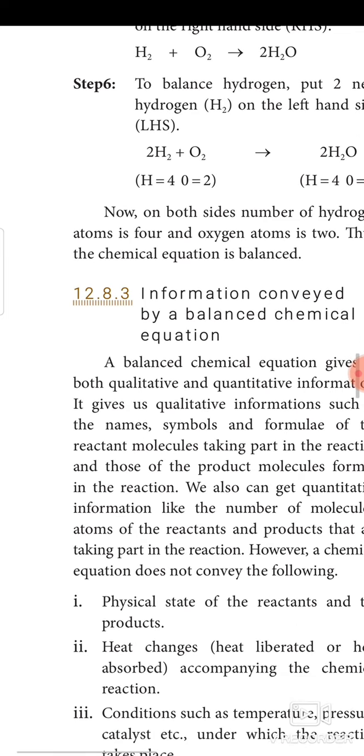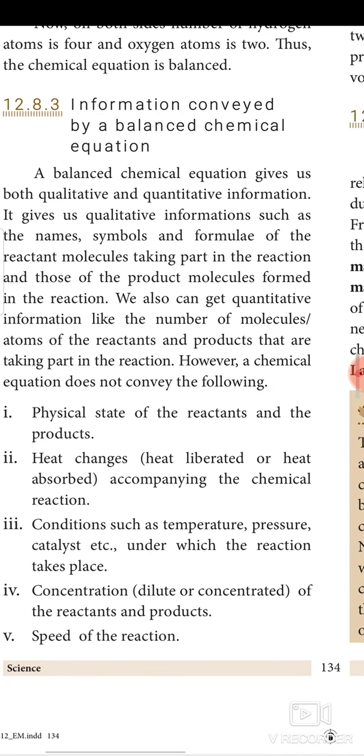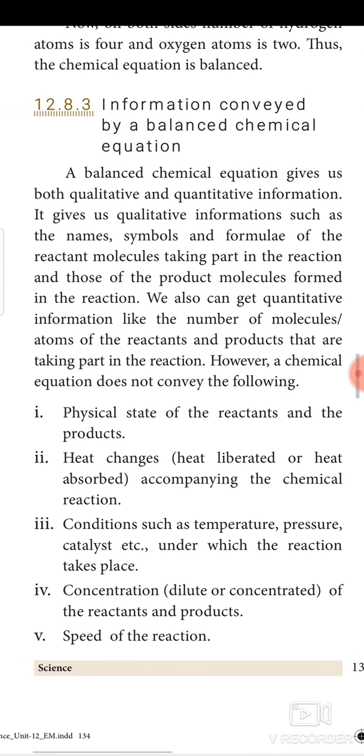Next, information conveyed by a balanced chemical equation. What are all the information we obtain from a balanced chemical equation? Information obtained and information not obtained are given in this section. A balanced chemical equation gives us both qualitative and quantitative information. It gives us qualitative information such as the name, symbol, formulae of the reactant molecules taking part in the reaction and those of the product molecules formed in the reaction. We can also get quantitative information like the number of molecules and atoms of the reactants and the products that are taking part in the reaction.